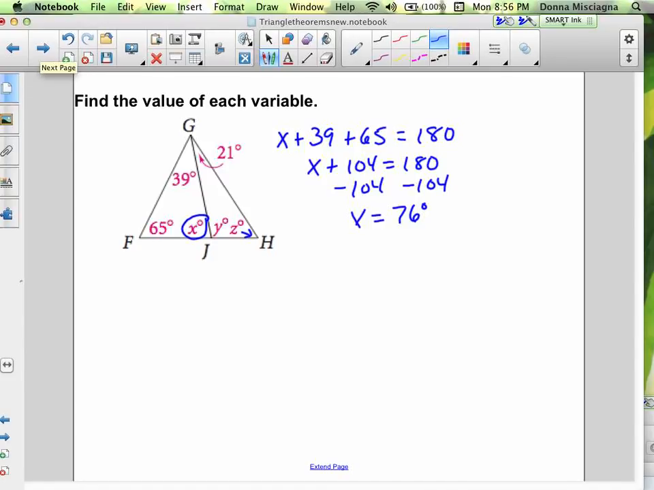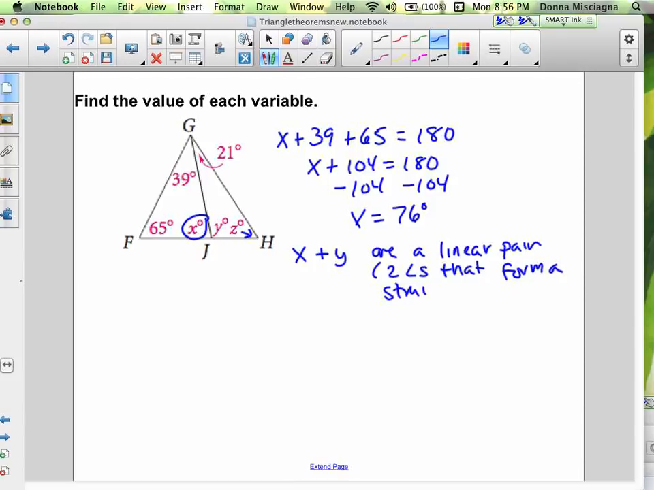Z, by the way, is in that corner there. Notice that x plus y are a linear pair. Okay? And we know a linear pair are 2 angles that form a straight line. All right, so that means x plus y equals 180 degrees. Well, we already know x is 76. And so if we subtract 76 from both sides, we get that y is equal to 104.